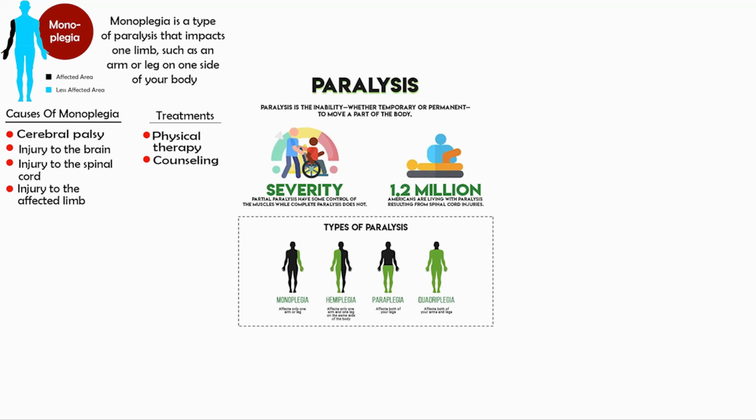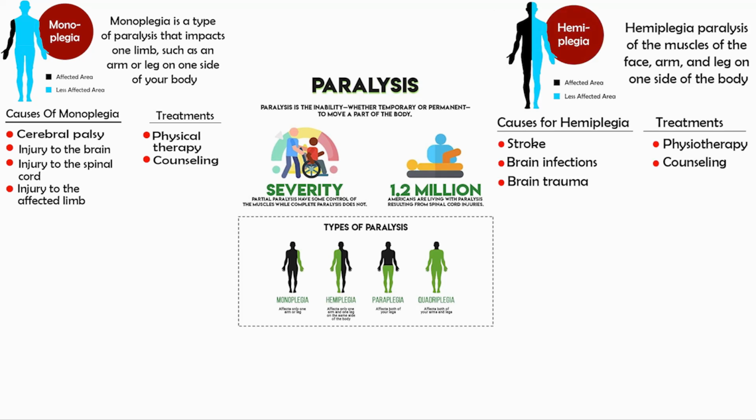Monoplegia is a type of paralysis that impacts one limb, such as an arm or a leg on one side of your body. Causes of monoplegia include cerebral palsy, injury to the brain, injury to the spinal cord, or injury to the affected limb. Treatment options are physical therapy and counseling. Hemiplegia is the paralysis of the muscles of the face, arm, and leg on one side of the body. Causes for hemiplegia include stroke, brain infarctions, and brain trauma. The treatments are physiotherapy and counseling.